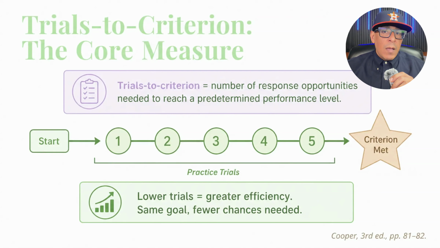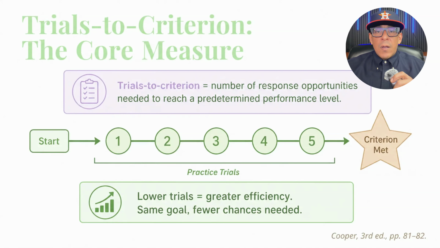For a skill like shoe tying, each opportunity to tie a shoe could be counted as a trial. Trials to criterion data could then be reported as number of trials required for the learner to tie a shoe correctly without prompts or assistance. In simple language, trials to criterion asks how many learning chances did it take to reach the goal.